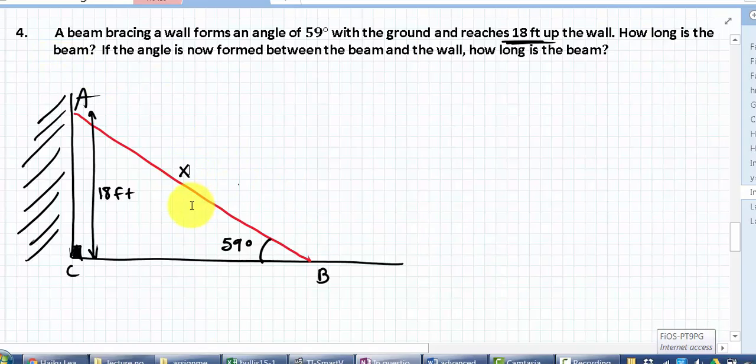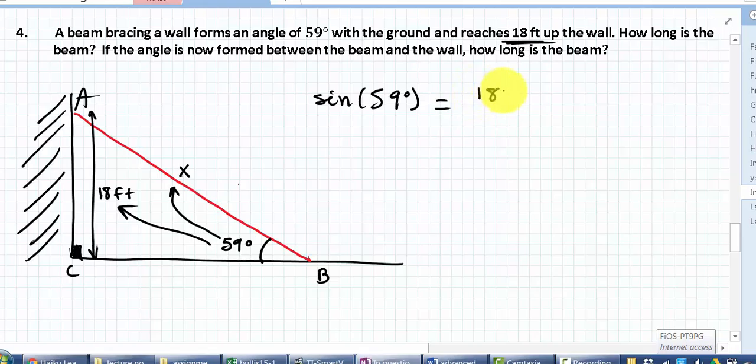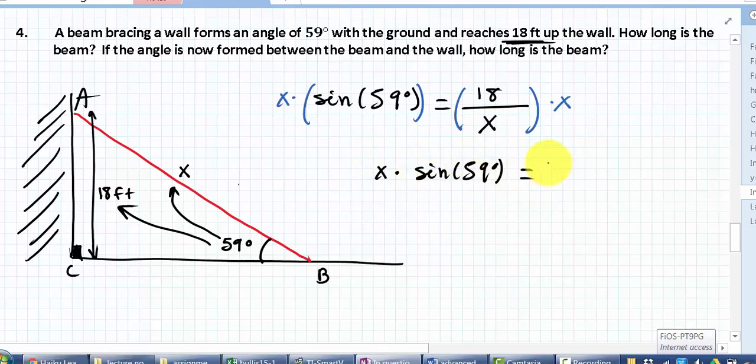Okay, so here again, what's going on here? I have to find x. I know the opposite, and I want the hypotenuse. Okay, so let's do that quickly. That's going to be the sine again, right? So sine of 59 degrees equals 18 divided by x. Now, we want to solve this equation for x. So I'm going to multiply both sides by x right here, and you have x times the sine of 59 degrees equals 18, right? And then I'm going to divide both sides by the sine of 59 degrees right here, okay?